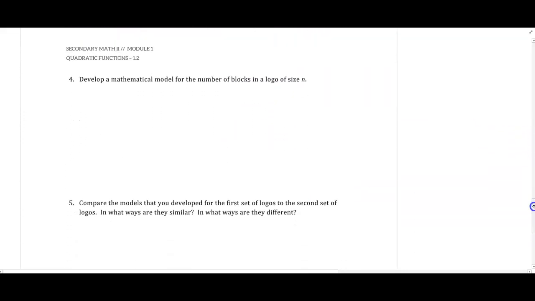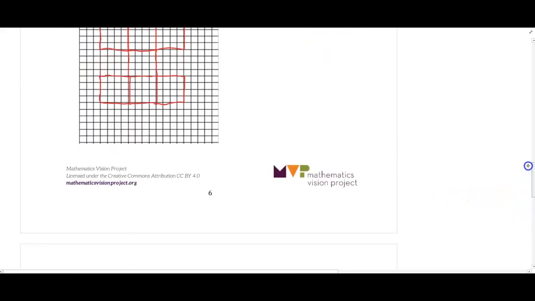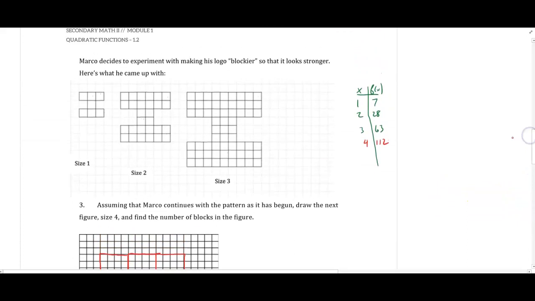So now the next question says develop a mathematical model for the number of blocks in this logo size. Now, this is where it's tough. What I want you guys to pay attention to here is, is there a pattern here? To go from 7 to 28, that means I went up 21, but from 28 to 63, did I go up 21? No. I can multiply 7 by 4 to get 28, but is 28 times 4 going to give me 63? No.